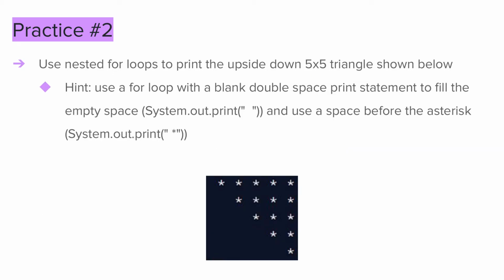Okay, so we'll move on to practice 2 now, which asks us to print the upside down 5x5 triangle made of stars. We are given the hint to use double spaces and a space before the star for our repeated output. Pause the video now and write your code.